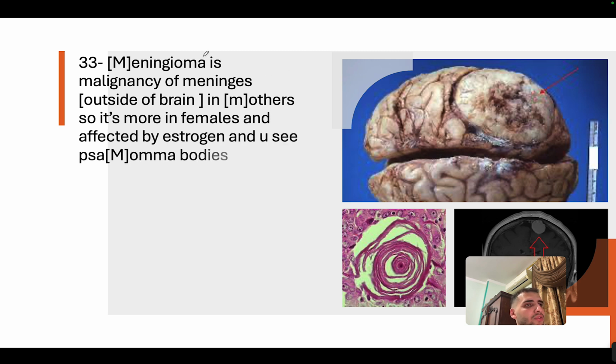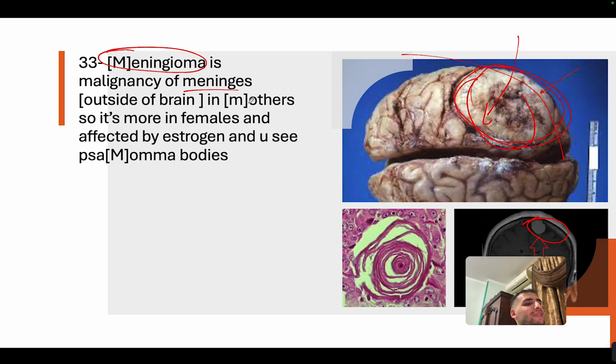Now, one of the most important tumors is meningioma. Meningioma is malignancy of meninges, of course, so it would be outside of the brain, in the meninges. Don't confuse it. Don't say, oh, it's inside the brain. No, it's outside, but it's pressing on the brain, so somehow it pushed into the brain itself. And this is the radiology of meningioma, okay?